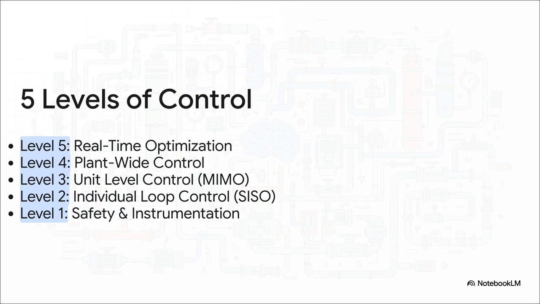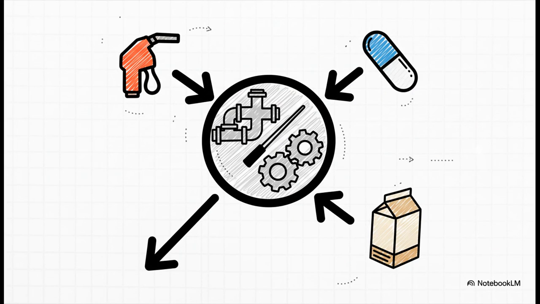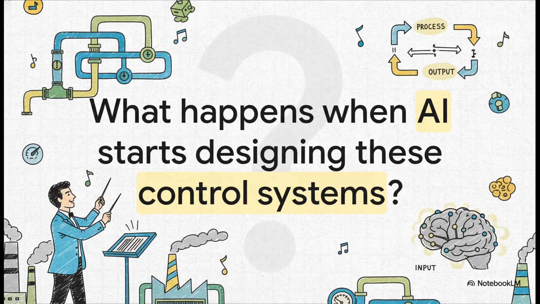And at the very top, you have real-time optimization that's constantly tweaking targets to maximize profit and efficiency for the entire company. So the next time you use fuel in your car, or take medication, or even just open a package of food, maybe take a second to remember this invisible orchestra. It's this incredible symphony of math and engineering, all working silently in the background to conduct these massive industrial processes safely and efficiently. It's a system that's been built on decades of human ingenuity.